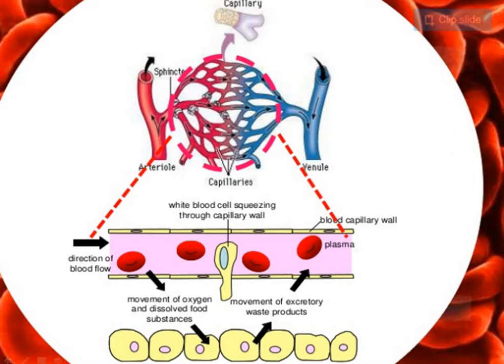Here again I have tried to show you how the exchange of material takes place between the tissues and the capillary. You can see that the capillary contains blood, and the dissolved oxygen and other food substances, including glucose and amino acids, move from the capillary into the respiring cells of the tissue, while the excretory products, which include urea and carbon dioxide, go from the respiring cells into the capillary. You can also see a white blood cell shown in this diagram, squeezing out of the capillary wall.